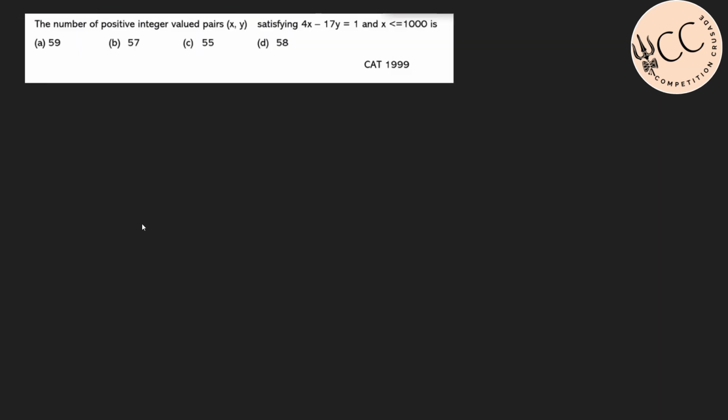Okay, this one is an interesting one. Let's do this one. This is the last. Let's do this as the last question: the number of positive integer valued pairs satisfying 4x minus 17y. I will write this. I will definitely not write it in an exam condition. And x has to be less than or equal to 1000. Okay, sorry.